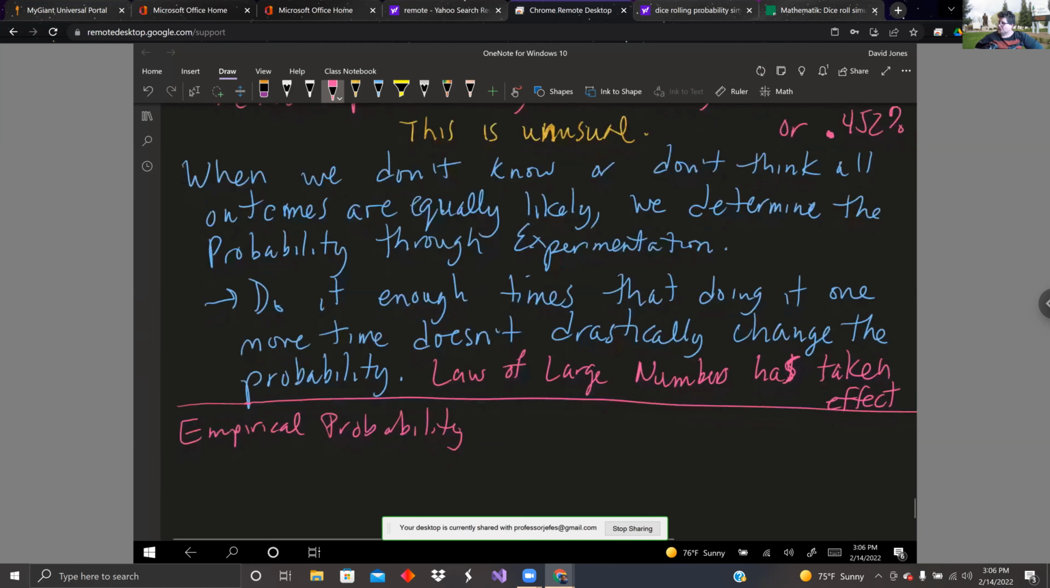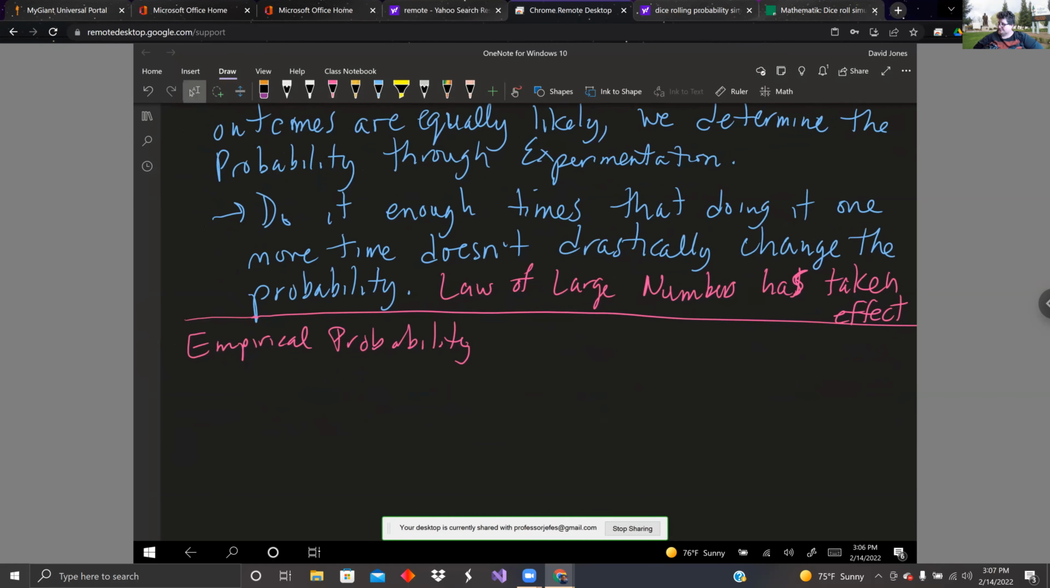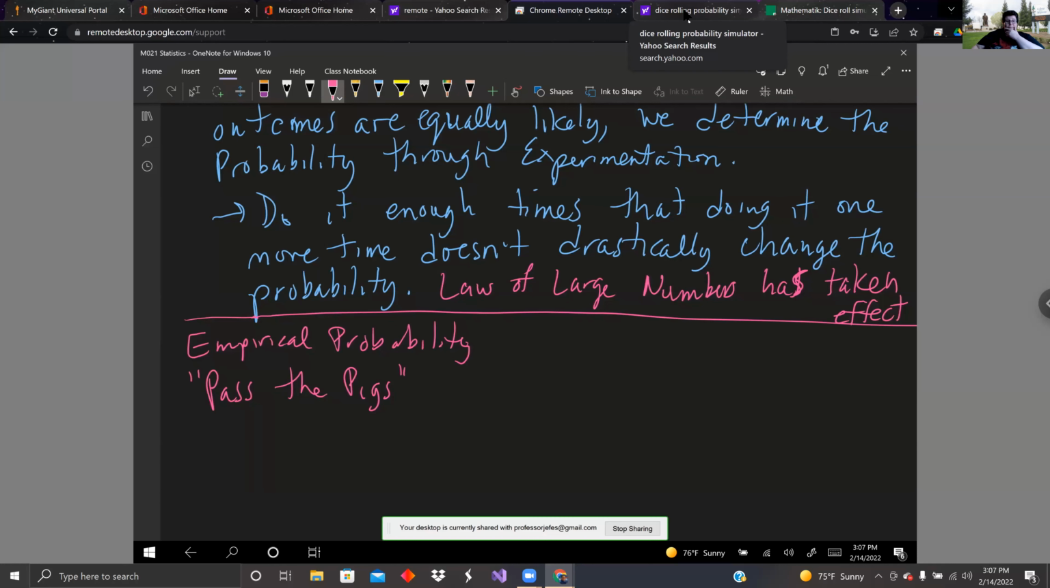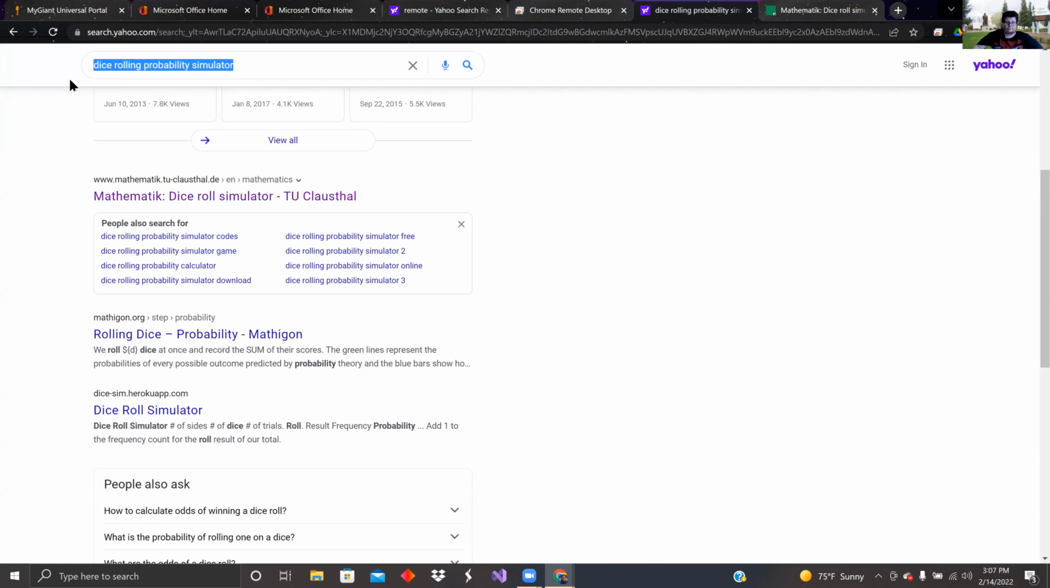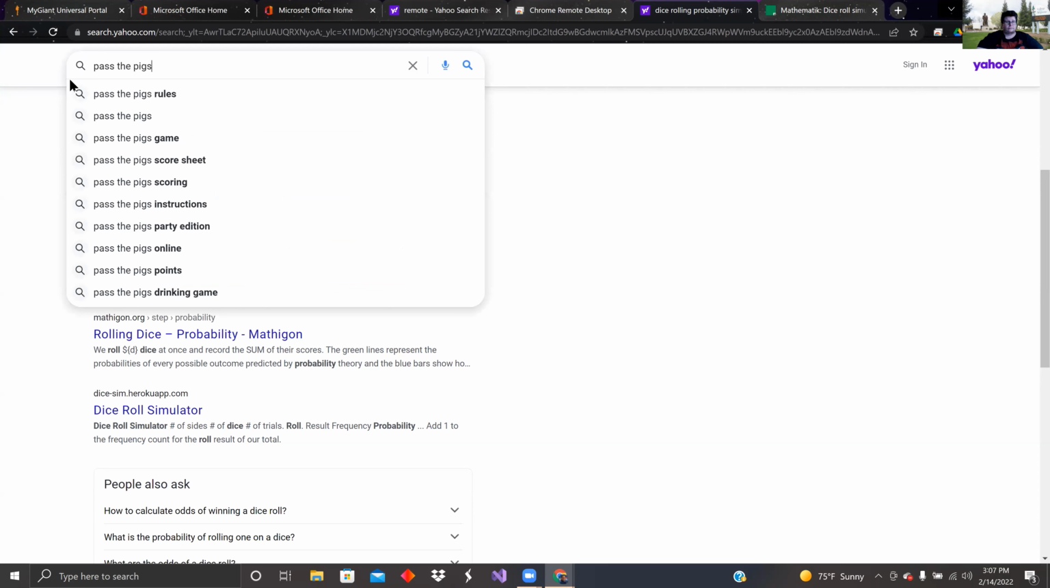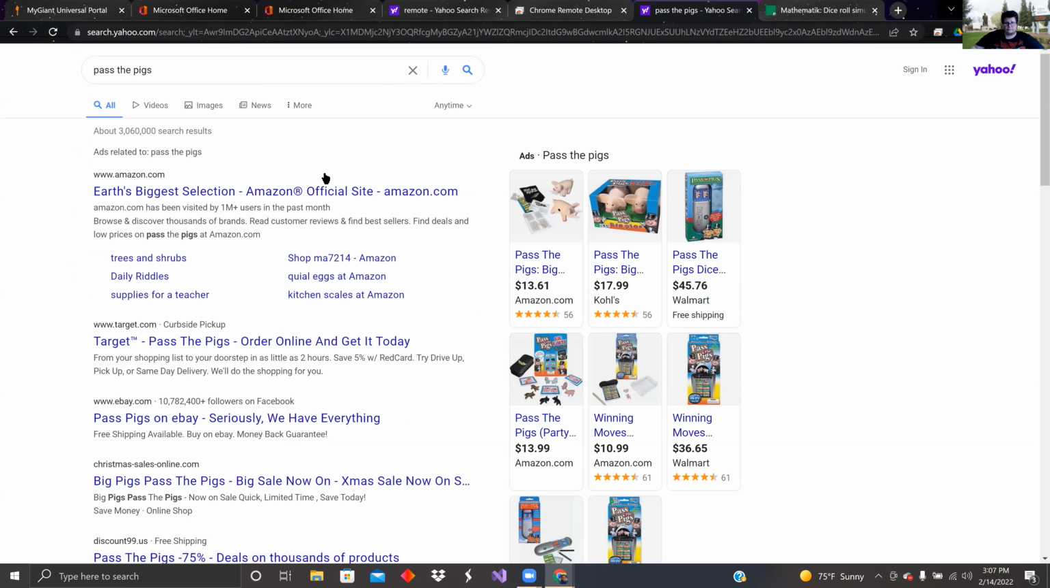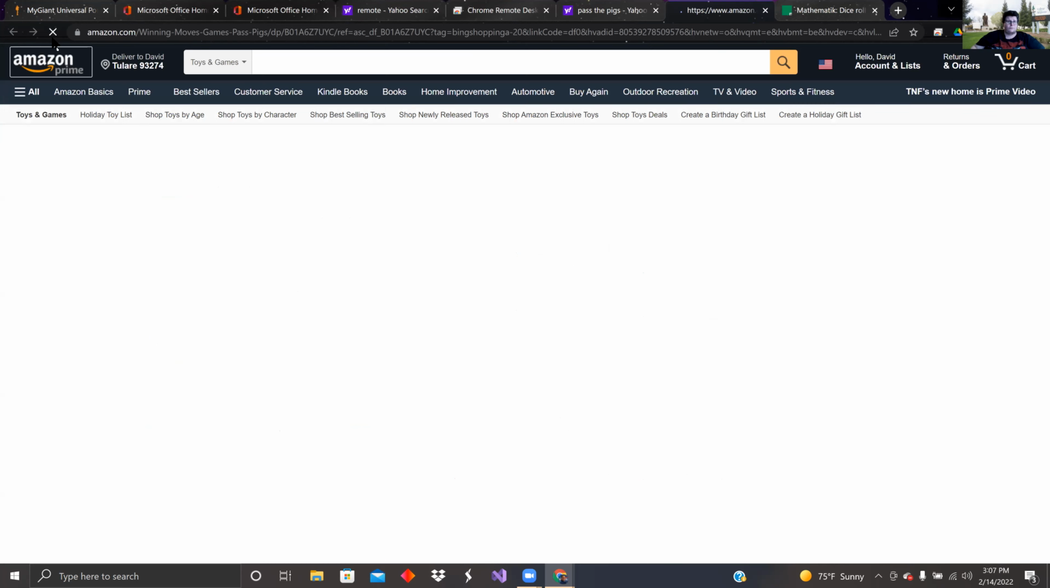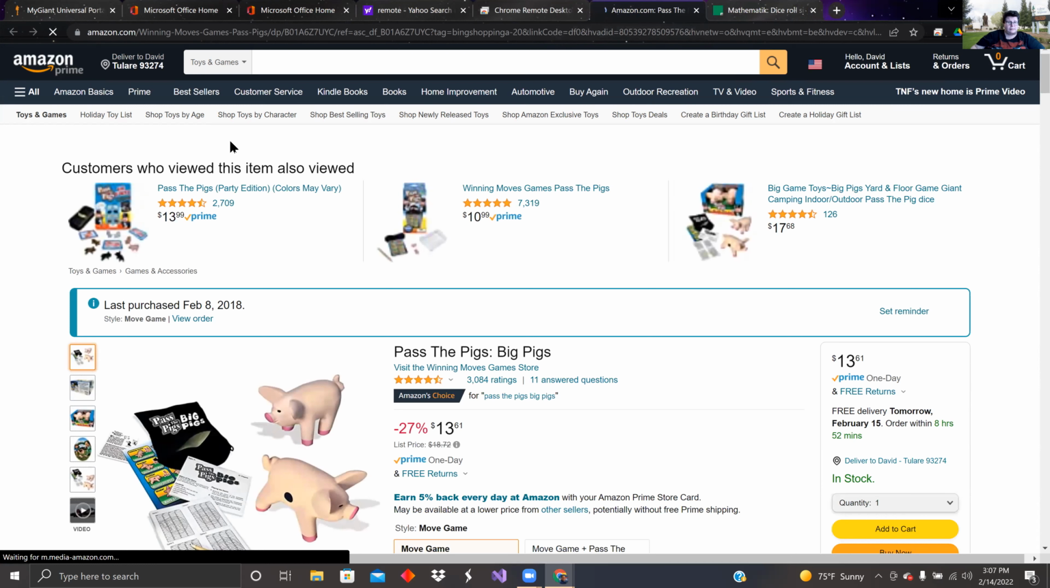And for us, we're going to look at a game called Pass the Pigs. When I do this class in person, I have about 20 or 30 pigs and we do it. But since we're doing it online, I'm just going to show you what Pass the Pigs look like.